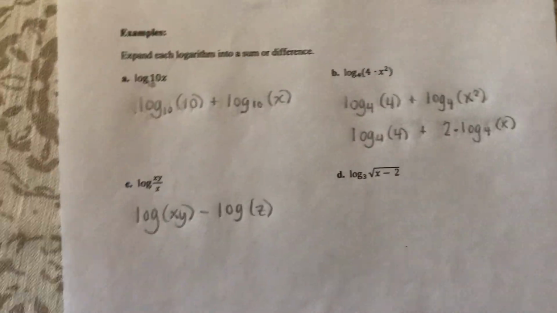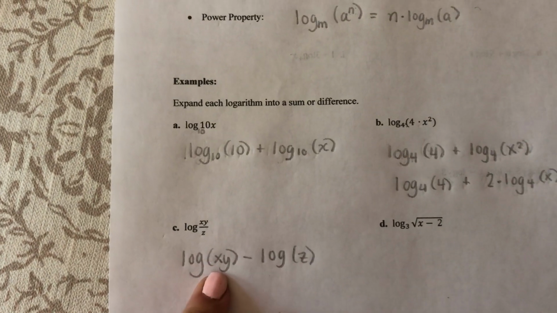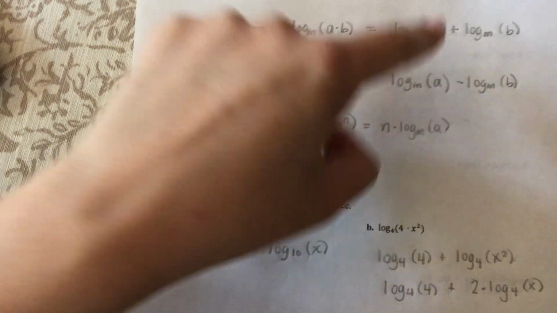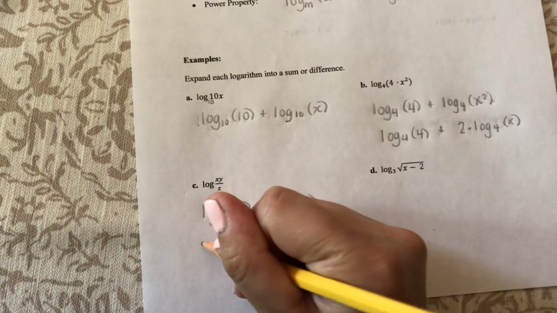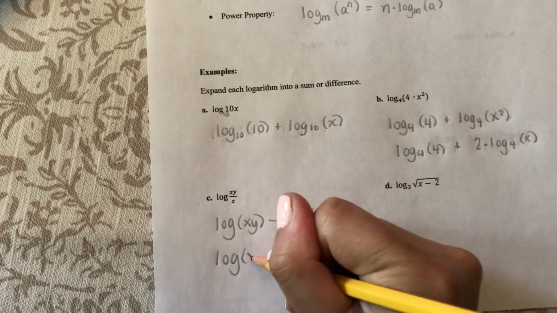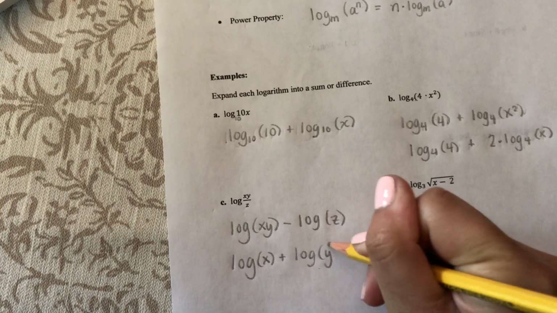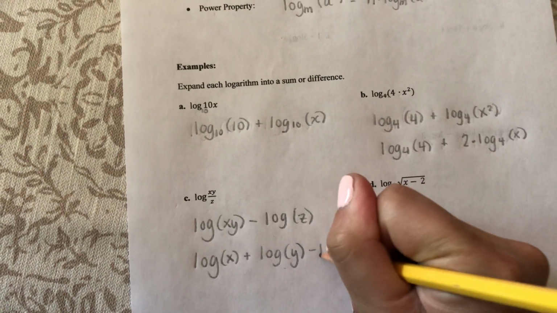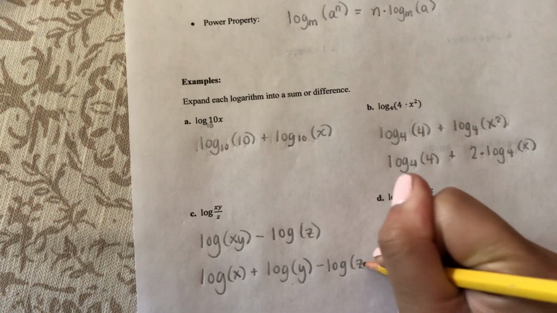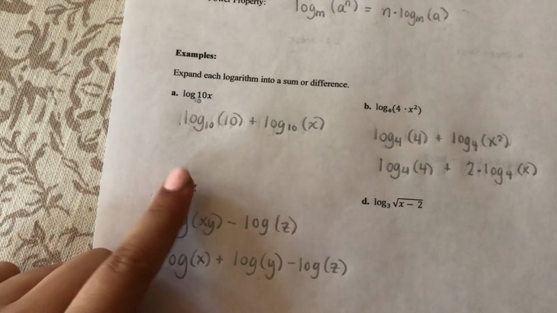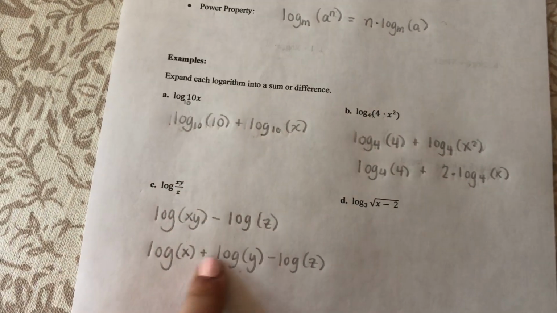I'm not done yet though because I still see multiplication from the numerator. How do you separate multiplication, product property, with addition? So I'm just going to separate this into log x plus log y, and I'm going to keep my minus log z on the end. So this had two operations. You should be expanding it twice. Multiplication and then the division.